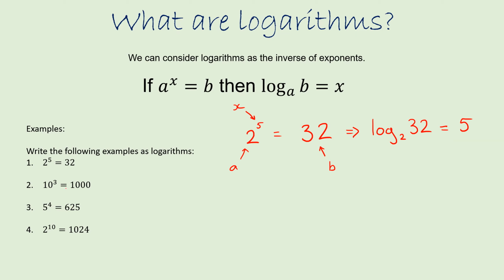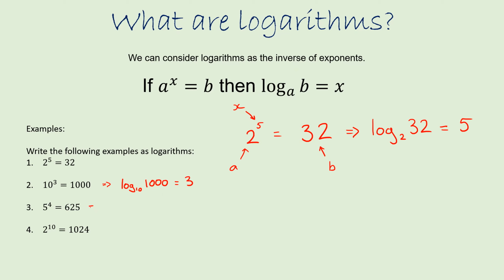In this one, our base is 10, so we've got log base 10, and then our answer is 1,000. So we're saying here, 10 to the power of what is equal to 1,000, and that's what this is equal to. So the answer here is 3. Give these last two a try on your own. Pause this, give them a try, and then we'll have a look in just a second.